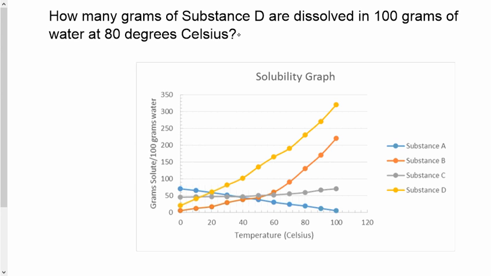Okay, let's get started. How many grams of substance D are dissolved in 100 grams of water at 80 degrees Celsius? So go ahead and pause the video and see if you can do it. All right, let's see how you did.